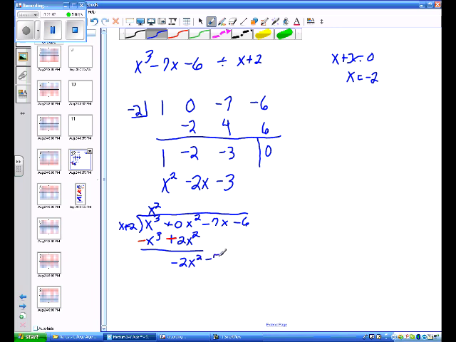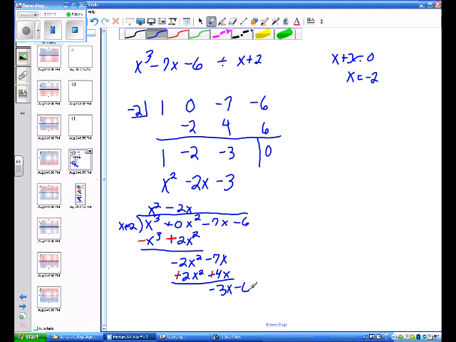Bring down the next term. X times what's negative 2x squared? Well, negative 2x. Negative 2x times x is negative 2x squared. Negative 2 times 2 is negative 4x. We're going to subtract, so we have to change our signs. Then combine, we get 0. We get negative 3x.